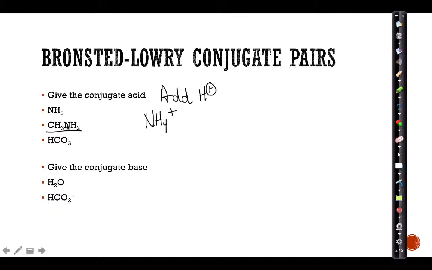You're going to stick it on the N because it's got a lone pair that actually can pull that H in. So we're going to add it to the N, so CH3NH3, and of course positive because it was neutral to begin with. All right, so HCO3: if I'm going to add an H+ to it, it's going to become H2CO3. Well, that -1 charge plus a +1 will give me a charge of 0.